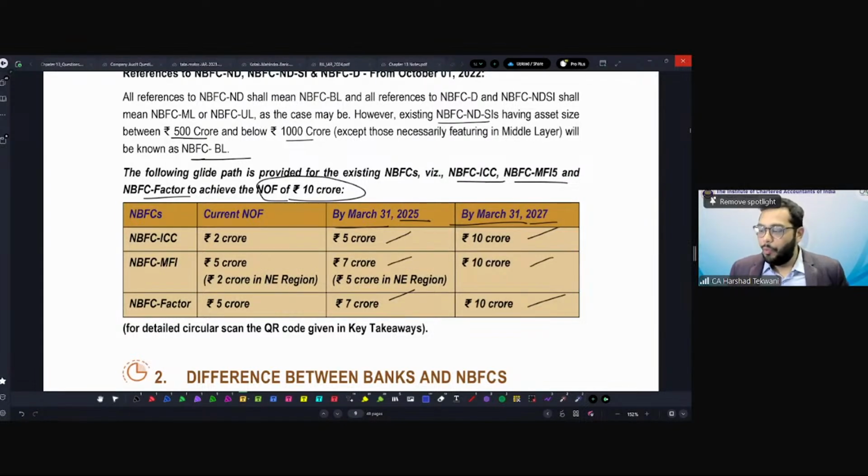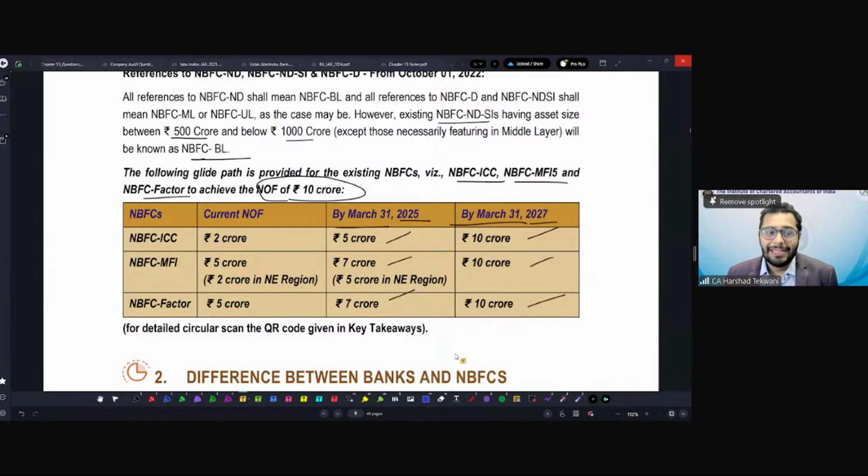No issues. See, now what is glide path basically? Earlier, the requirement for the NBFC to have the net owned funds was 2 CR, and for certain categories it was different. For example, CIC and everyone was having different requirements. But what RBI said is that now everyone, specifically ICC, MFI, and Factor, has to maintain 10 CR. But from 2 CR to 10 CR, it is not easy. I cannot say that from the next day you are required to maintain 10 CR. So they have to arrange 8 CR more net owned funds.